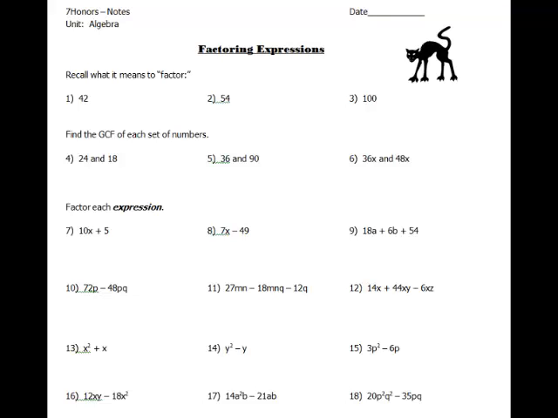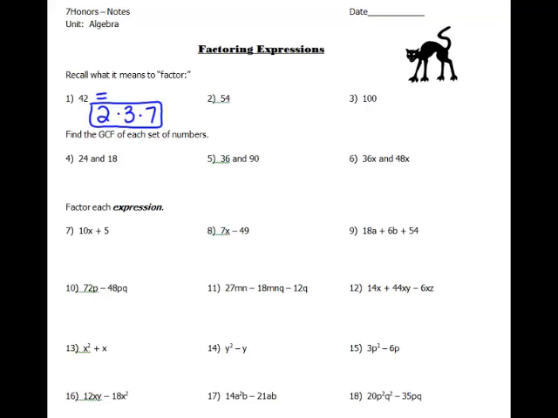42, you could break it down into 2 times 21, or 3 times 14, or 7 times 6. But no matter which way you do that, you should get the final answer of 2 times 3 times 7. We call that prime factorization, and remember that we could also express prime factorization exponentially.